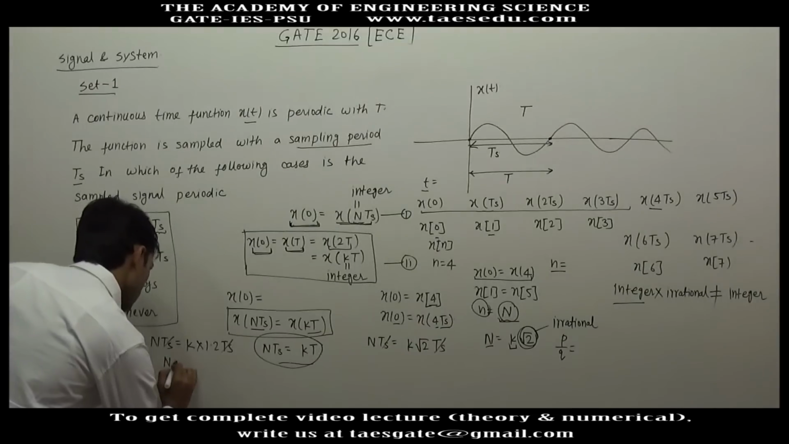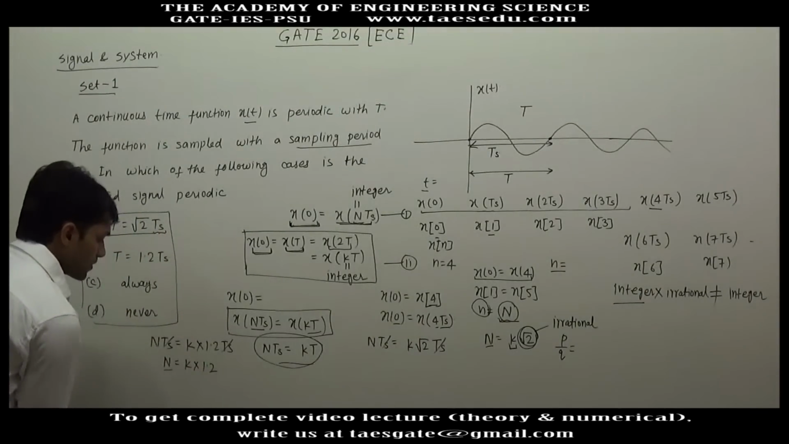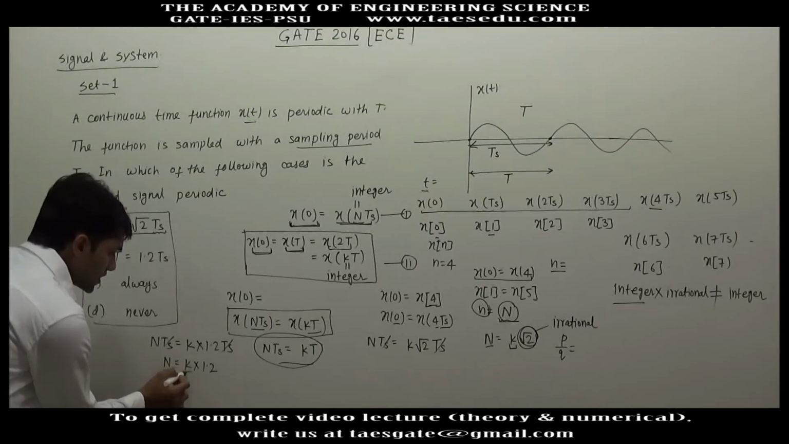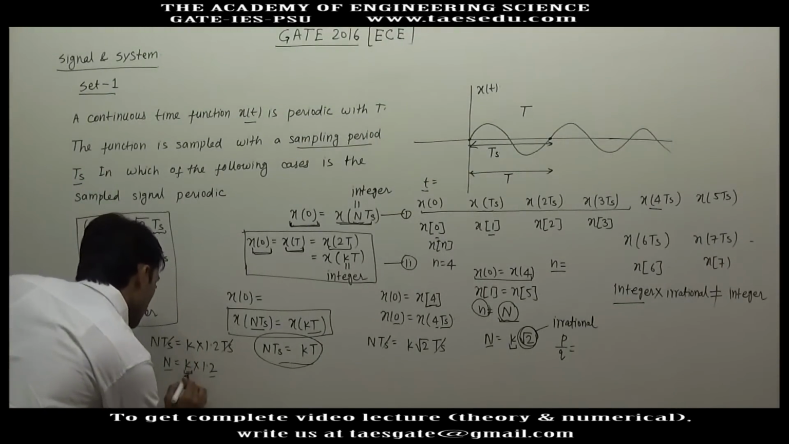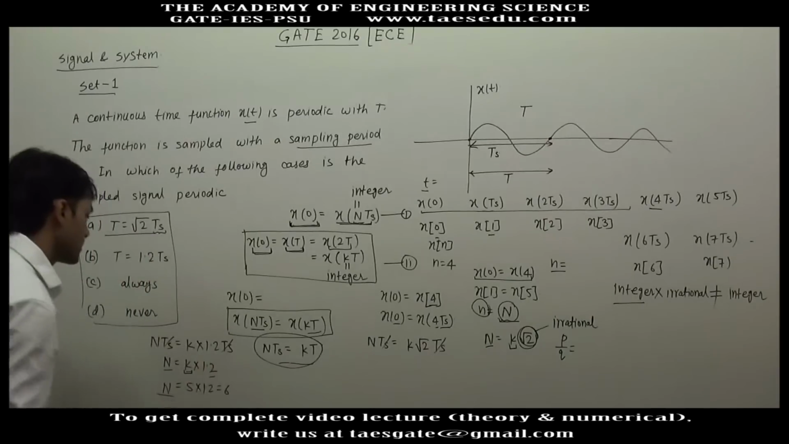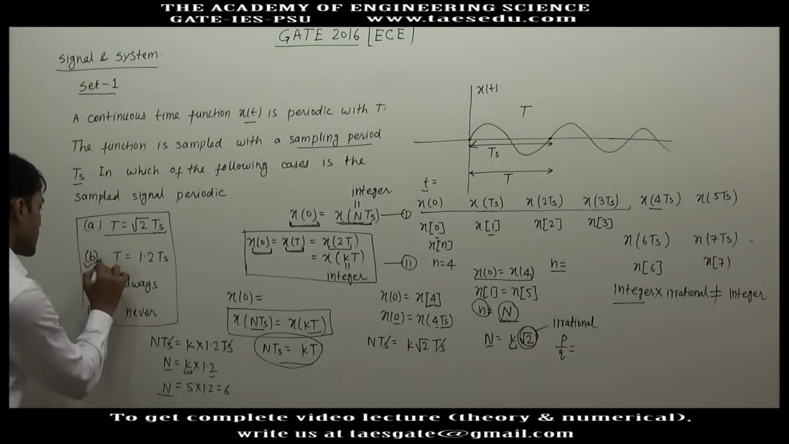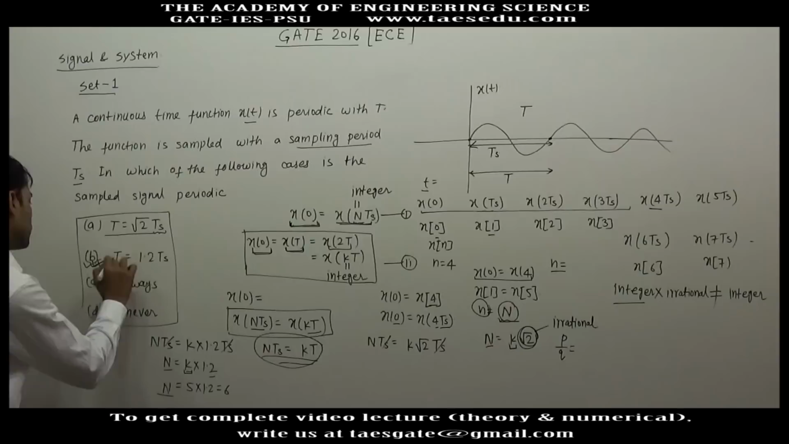So n has to be equal to k into 1.2, for any integer k. If you put the value of k equal to 5, 5 into 1.2 will give you 6. So n is equal to 6 here. So this option satisfies our condition. This is the correct option.